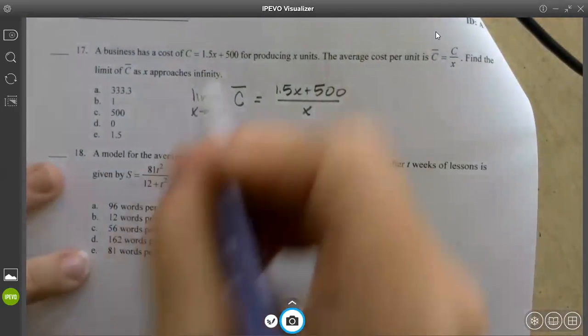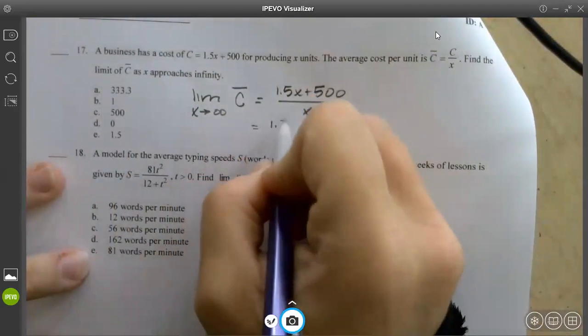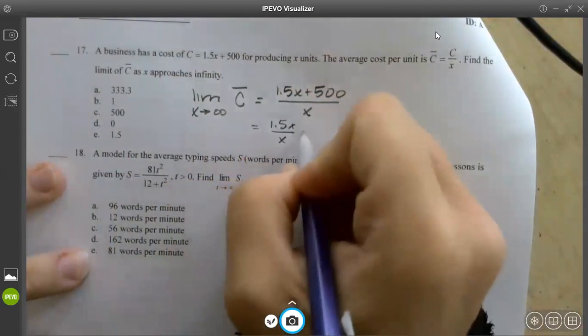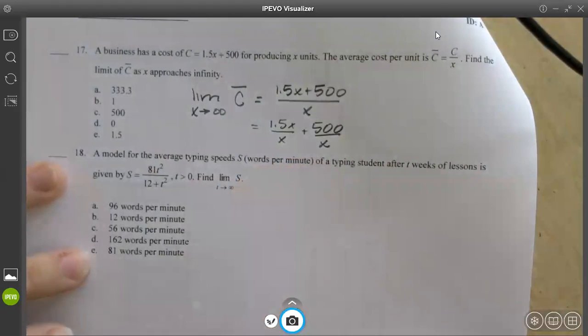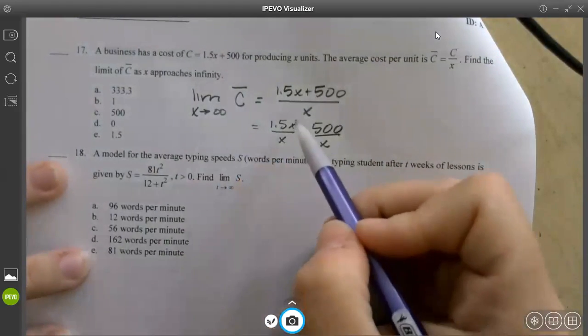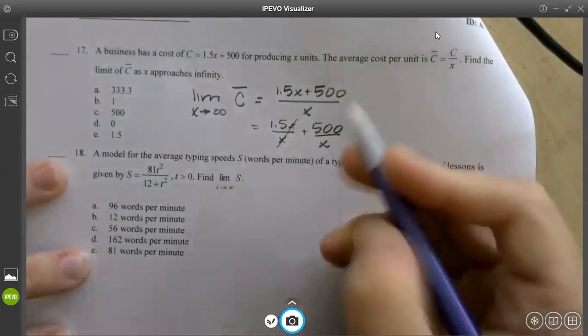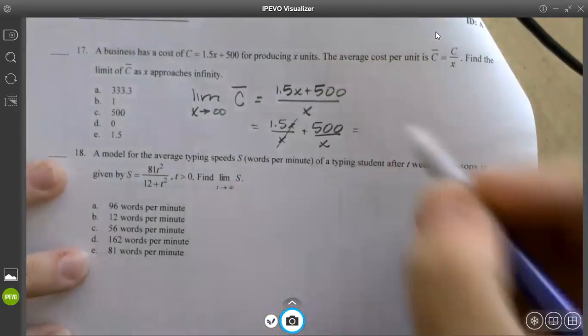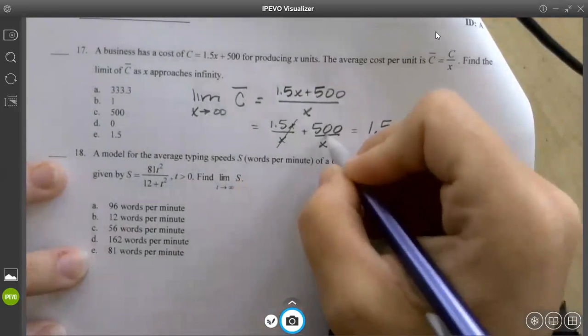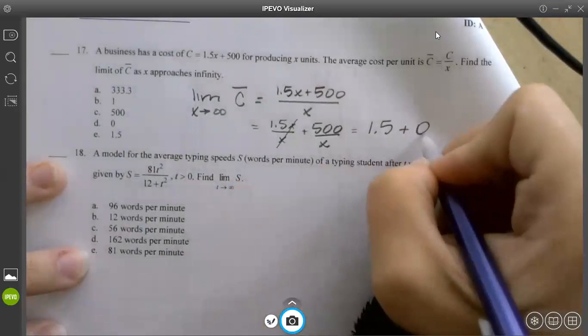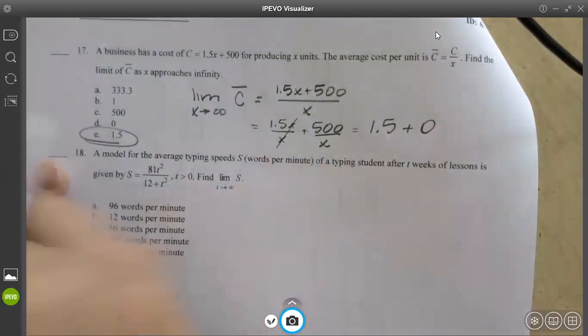You can go ahead and clean this up. Separate it. 1.5x over X plus 500 over X. Your X's with your 1.5 will cancel out. What is the limit of 1.5? What's the limit of 500 over X? 0. So your answer is 1.5.